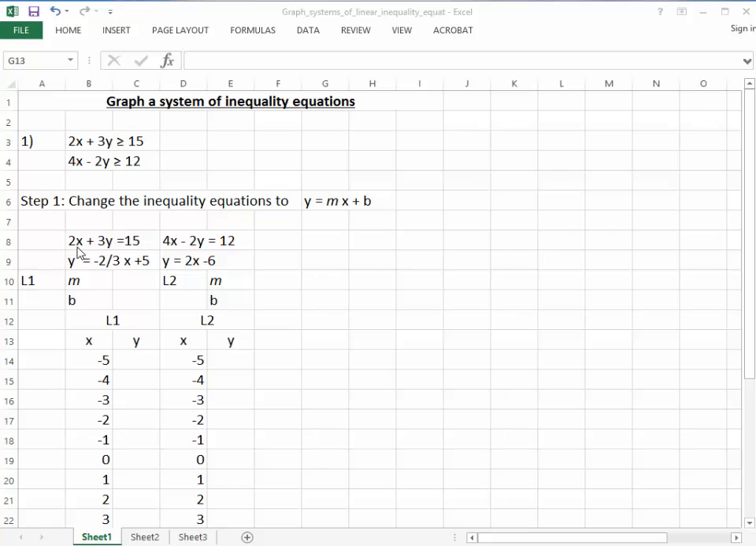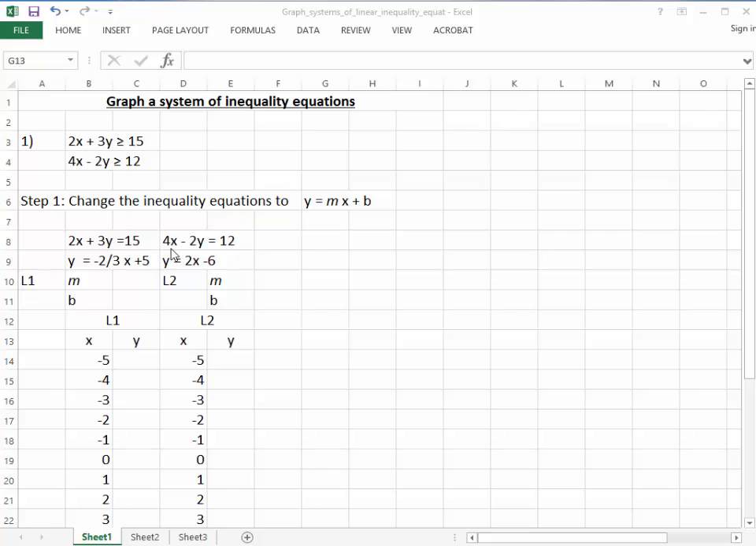So for the first equation, 2x plus 3y equals 15, subtracting 2x from both sides, we get 3y is equal to negative 2x plus 15. Dividing each term by 3, we get y is equal to negative 2/3 x plus 5.